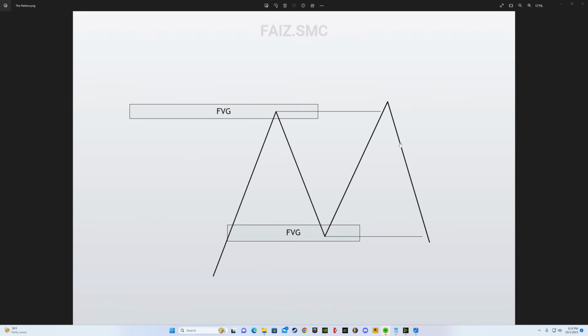For the daily time frame, you would drop down to the 1 hour time frame to look for a market structure shift that would confirm that the price is now going to raid the other side of the liquidity, all right? And for the 4 hour time frame, you would drop down to the 50 minutes time frame to look for a market structure shift.